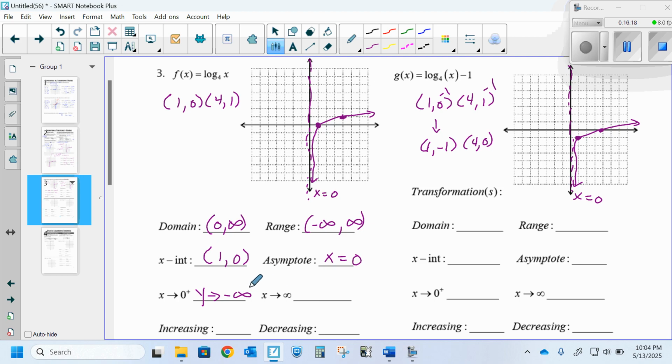Obviously, that's going to change if you have a vertical reflection. And this is increasing from 0 to infinity. This one, nothing much has changed. You still have your domain. Your x-intercept, of course, changed. The x-intercept is 4, 0. The asymptote is x equals 0. As x approaches 0, y is approaching negative infinity. None of this part changed, just your x-intercept.